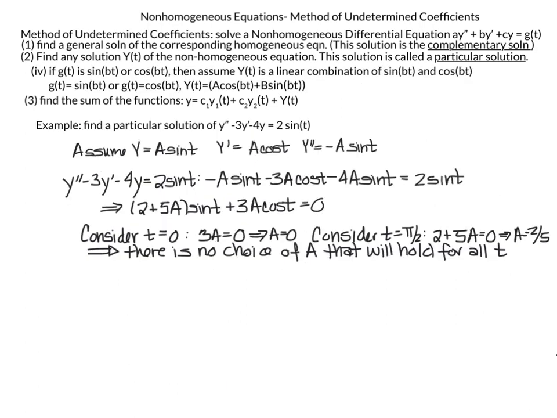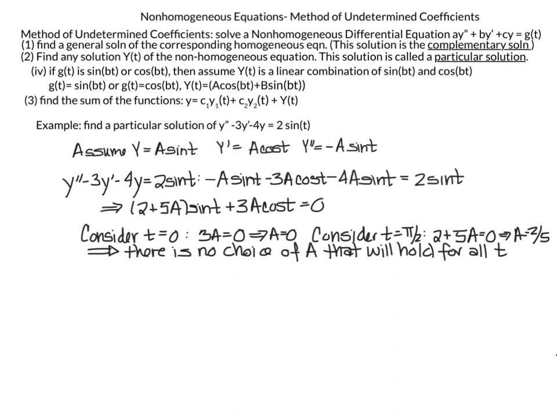In this next example, we have the same left-hand side of the equation, y double prime minus 3y prime minus 4y, but now our g of t is equal to 2 sine of t. Over here in my summary of the method of undetermined coefficients, I have the line that talks about g of t being sine or cosine. But before we look at what the solution is, we're going to do this problem and see how it's derived. We're going to do something very similar to what we did for the exponent, and assume that y is equal to A sine of t.